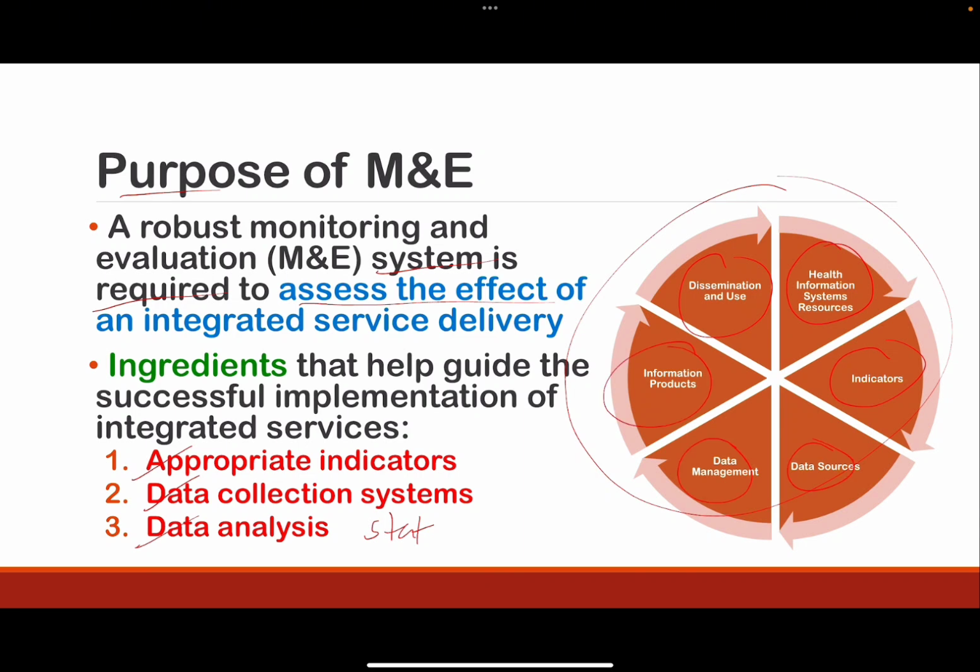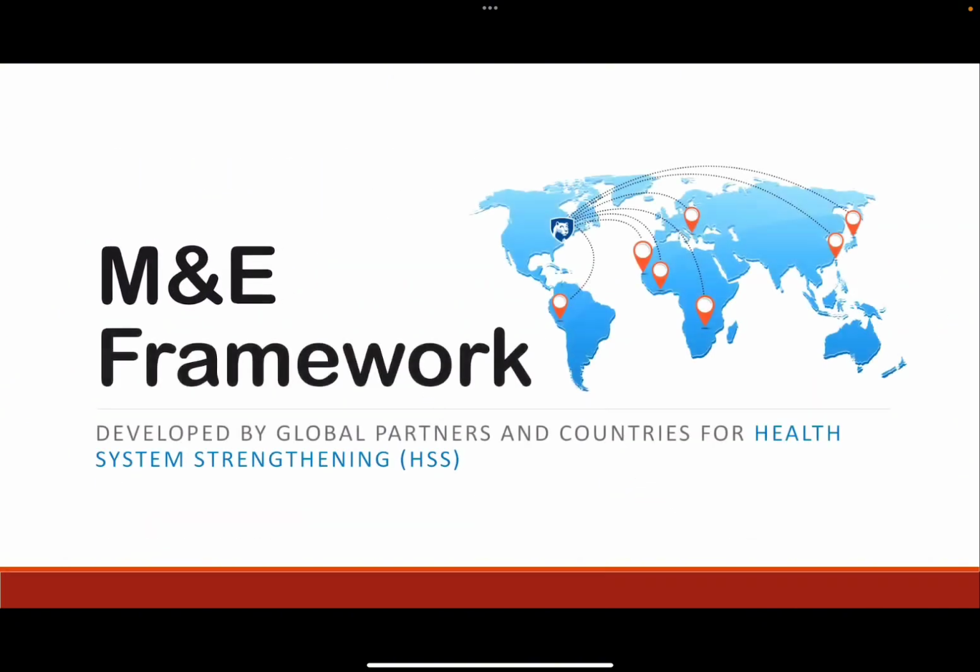These are the components of your HIS according to HMN or the Health Metrics Network. Okay. Next. So your M&E framework, this is developed by global partners and countries for health system strengthening, HSS.